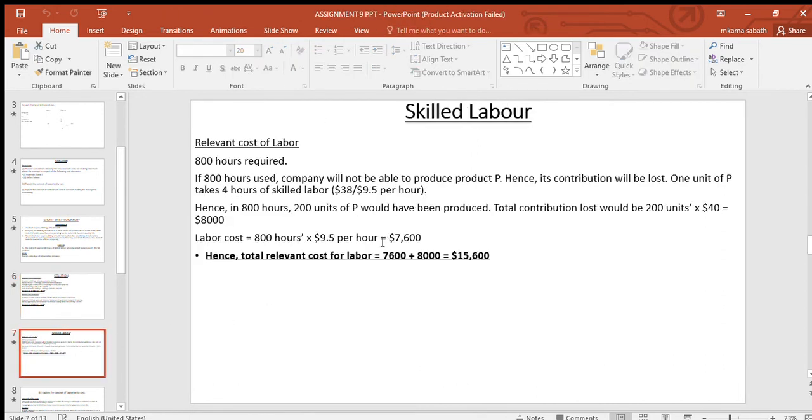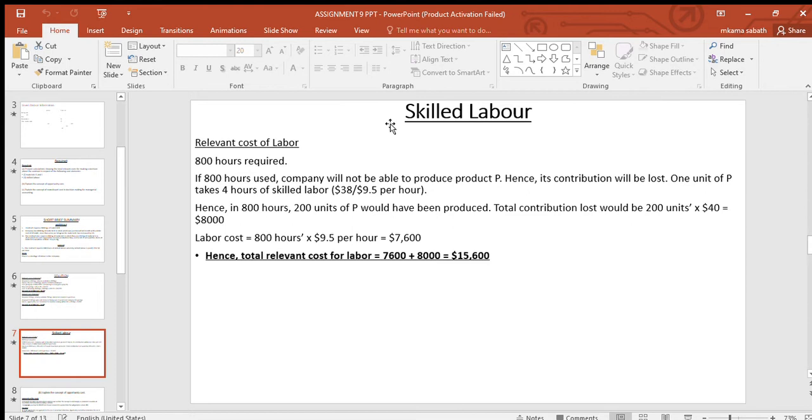So for skilled labor, this is the last part. First of all, we require 800 hours. If 800 hours were used, the company will not be able to produce. Hence, the contribution will be lost. 1 unit takes almost 4 hours of skilled labor.